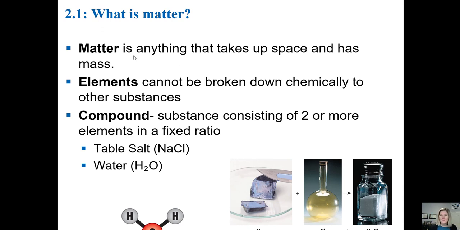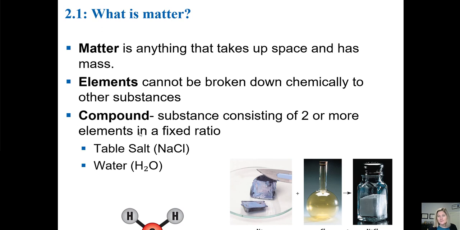And elements are basically things that we cannot break down into other substances. They cannot be broken down chemically into other substances. You might be familiar with the elements of the periodic table if you've ever taken chemistry before. Hydrogen is an element. Carbon is an element. Oxygen is an element. These are substances that cannot be broken down into other substances. If we broke an oxygen atom down, it would not form a different substance.